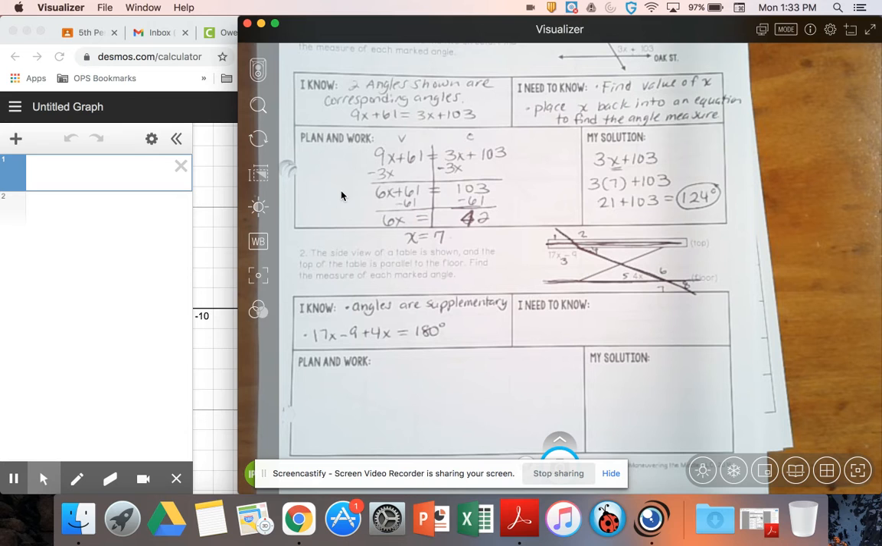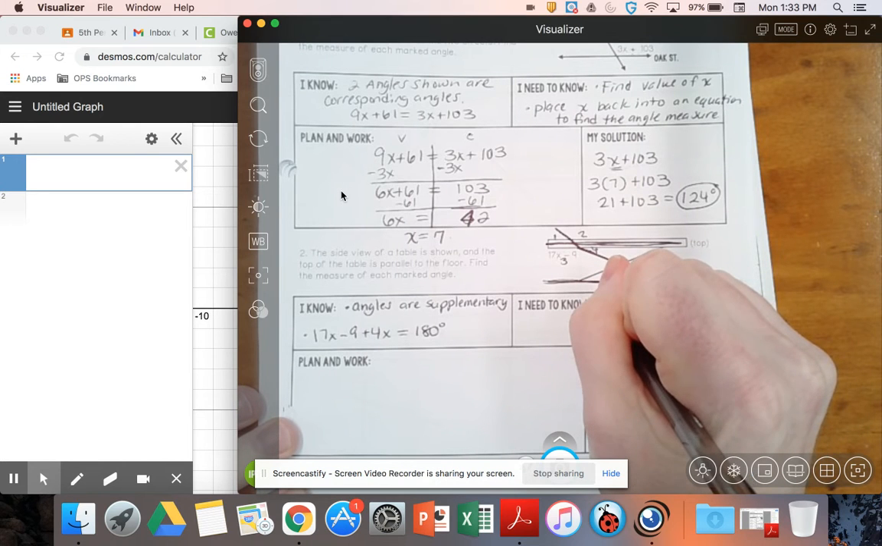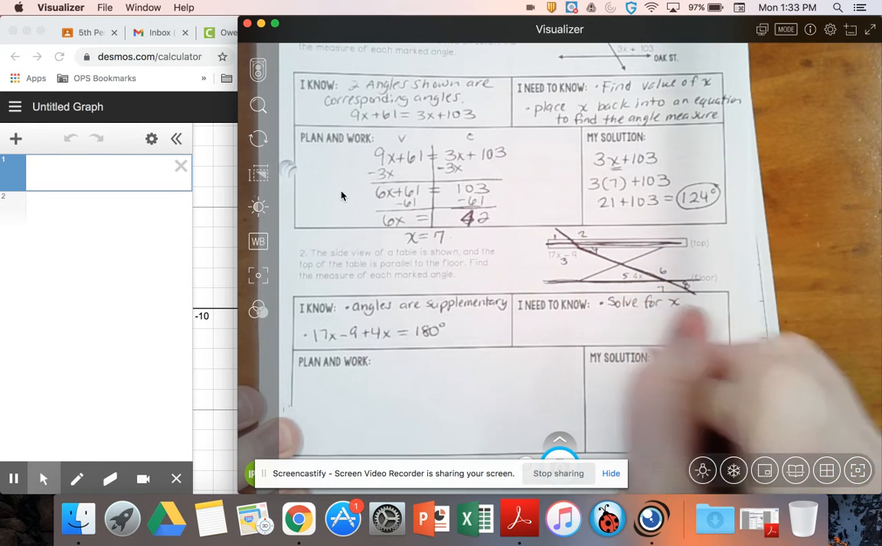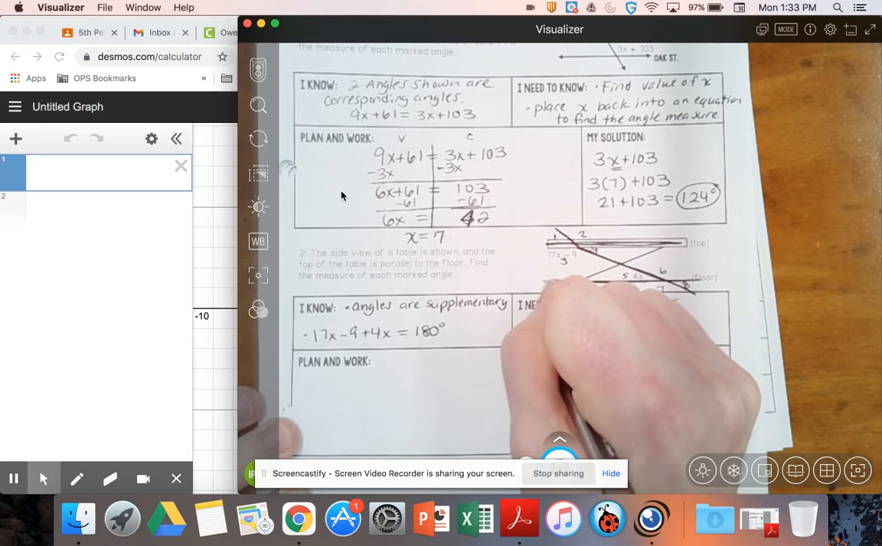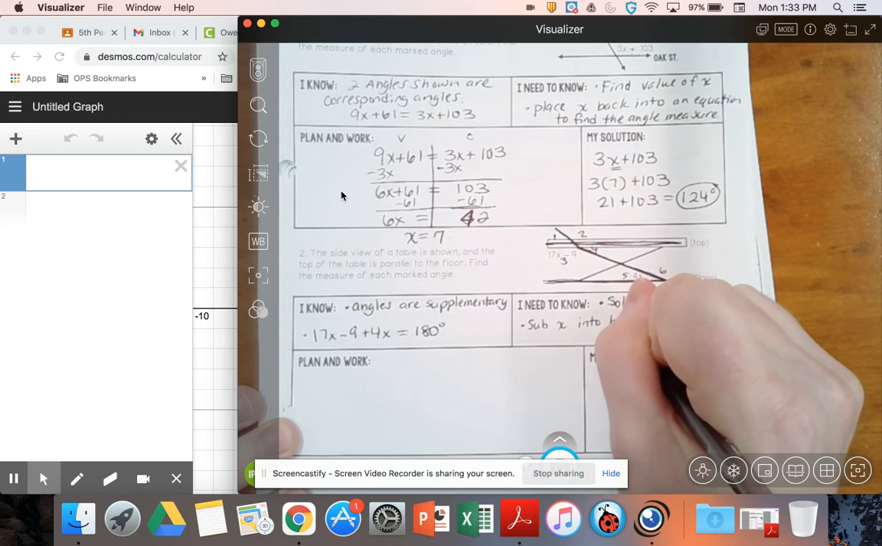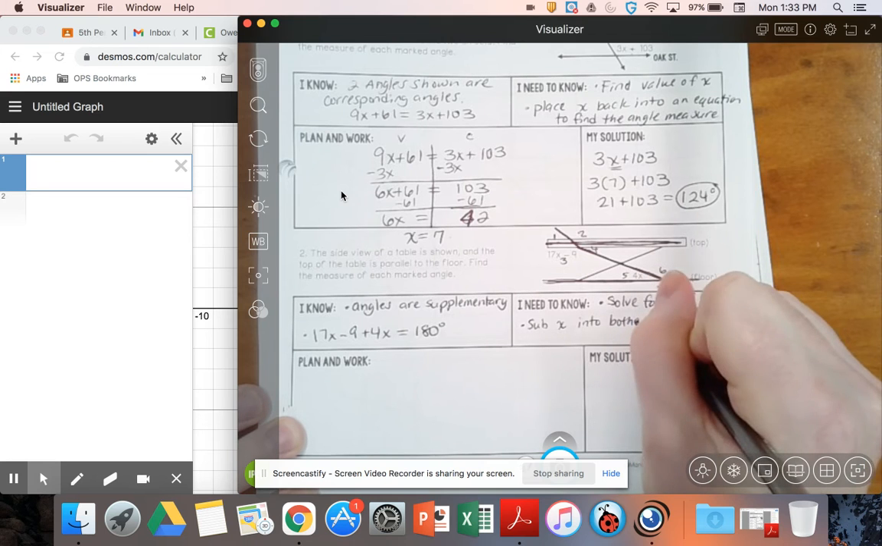Okay? So that's my equation I want to solve. Okay? And so when I solve here, basically what I'm going to do is I'm going to figure out what x is. So I'm going to solve for x. Then I'm going to sub x into both equations.